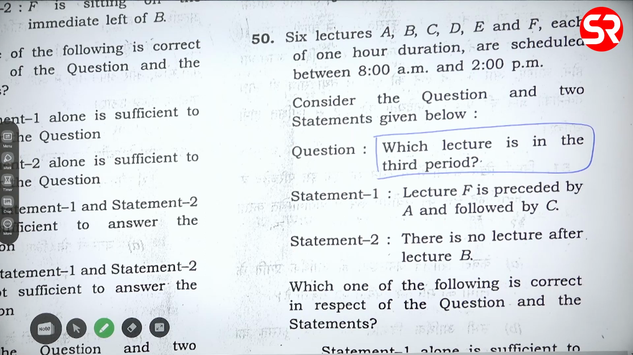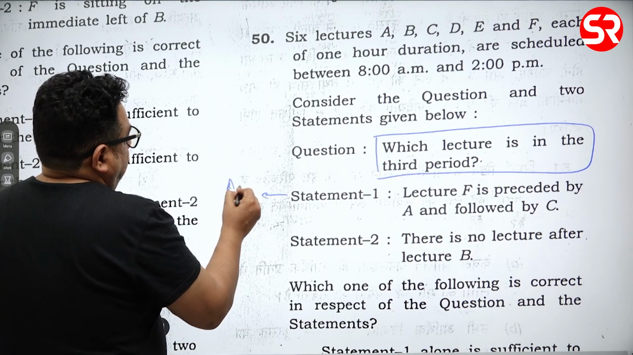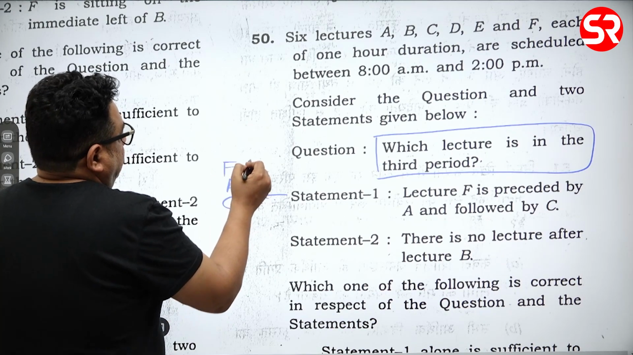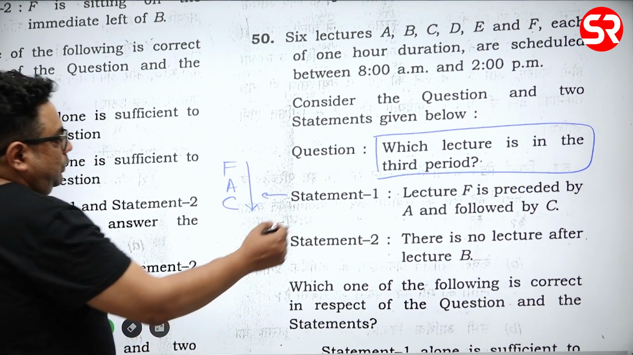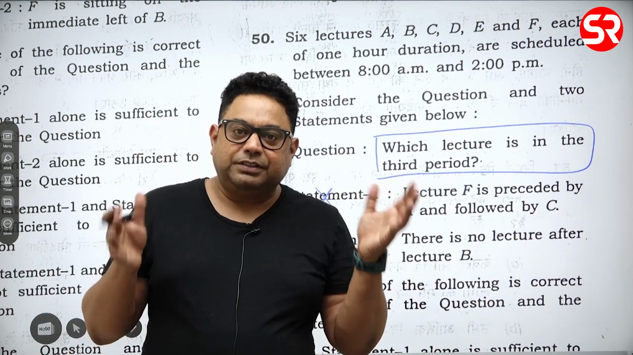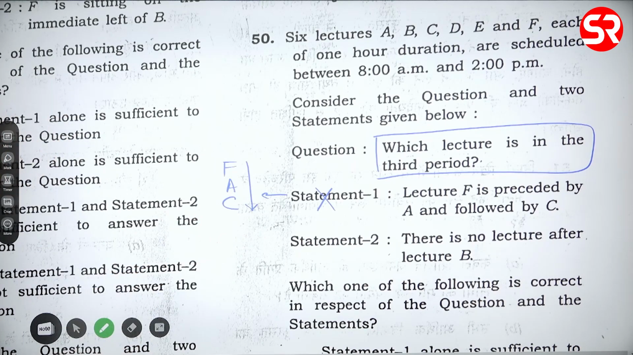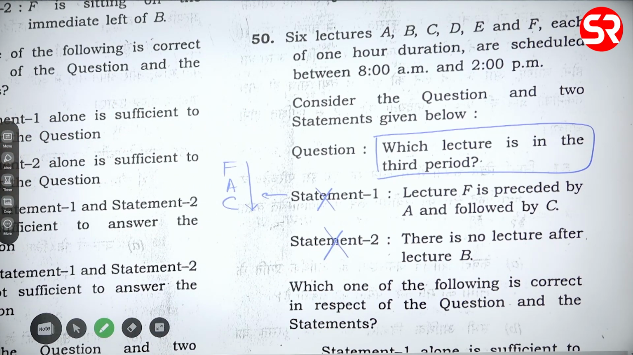F is preceded by A and followed by C, right? So first, he says F is followed by C, preceded by A. So they are in continuation. So question is, which lecture is in the 3rd period? We don't know about lecture of B, lecture of D, and lecture of E. We cannot say it with statement number 1. And then, when you look at statement number 2, you forget statement number 1. We have done it immense number of times. Second, there is no lecture after B. Does not give you answer for which lecture is in the 3rd period. No, doesn't give you, isn't it?